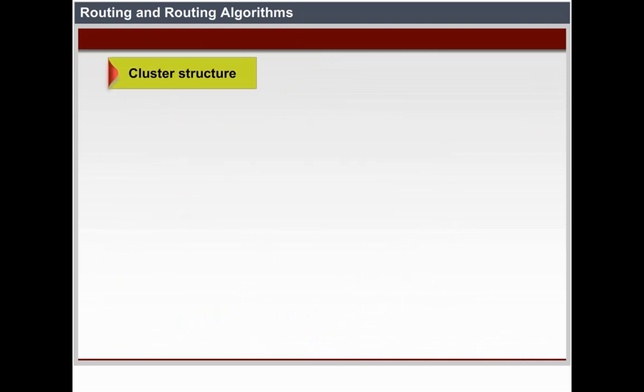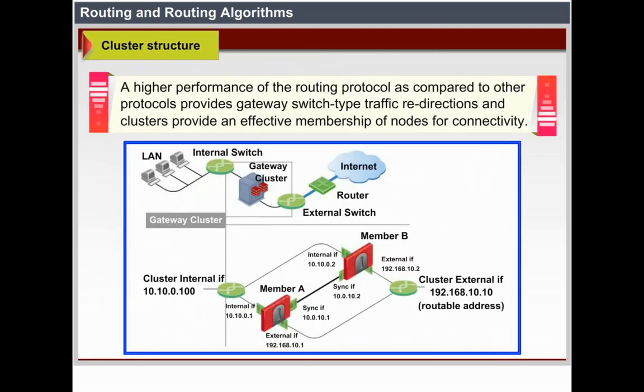Cluster structure gives higher performance of the routing protocol as compared to other protocols because it provides gateway switch type traffic redirections, and clusters provide an effective membership of nodes for connectivity.